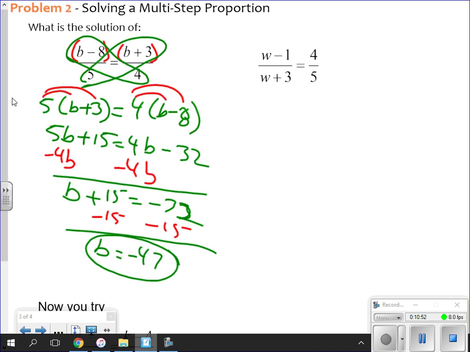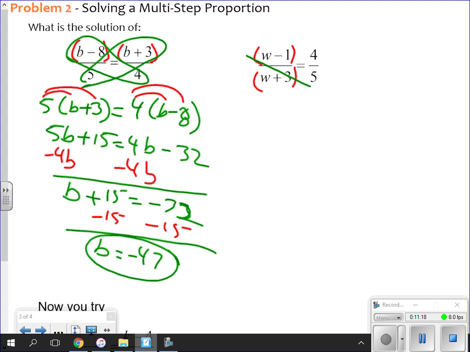Same thing on this one. It looks a little different. The other one had variables in both numerators. This one has one of each and one of each. So I do the same thing. First step I want to do to make sure I do my multiplying right, put parentheses around the variable and the number. So that way when you're multiplying, you remember to multiply times everything there.